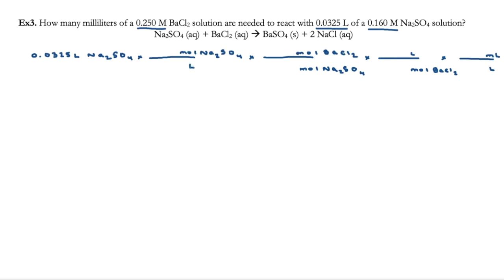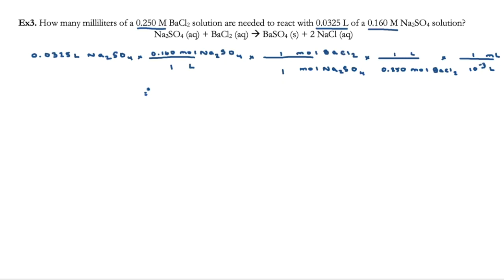Moles per liter is my concentration, so 0.160 molar of Na2SO4 for every 1 liter. Then my mole to mole ratio here, I'm going to put a 1 in front here and a 1 in front here, because those are my coefficients. Then I'm going to put the concentration of BaCl2, which is 0.250 moles for every 1 liter. And then finally, the relationship between mils and liters. 1 mil is 10 to the negative third liters.